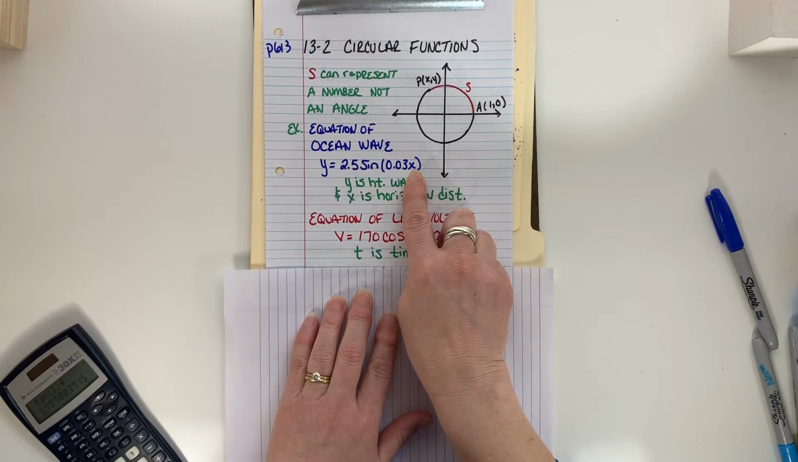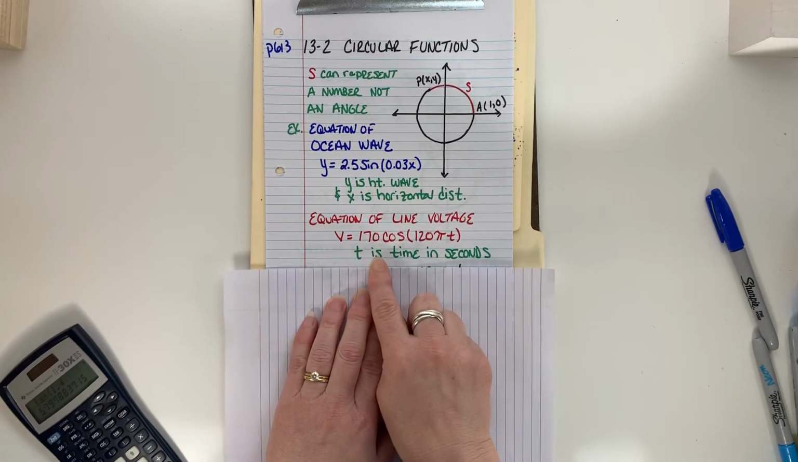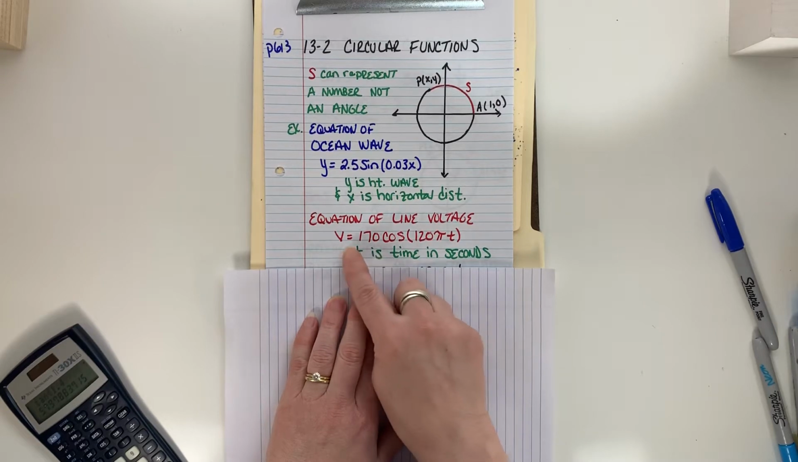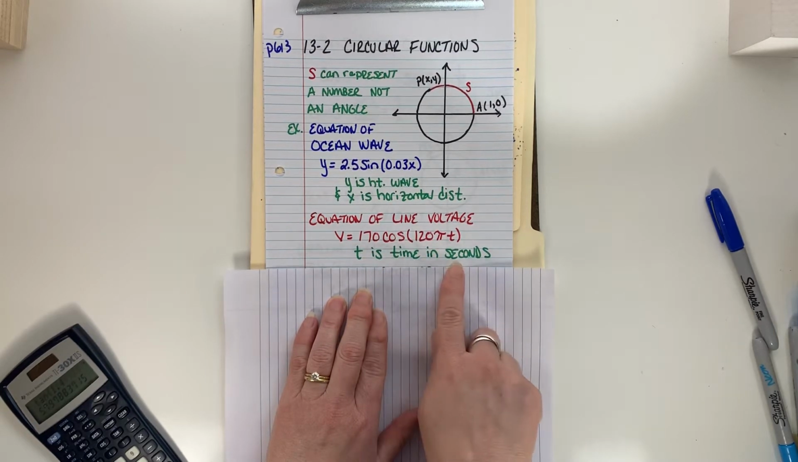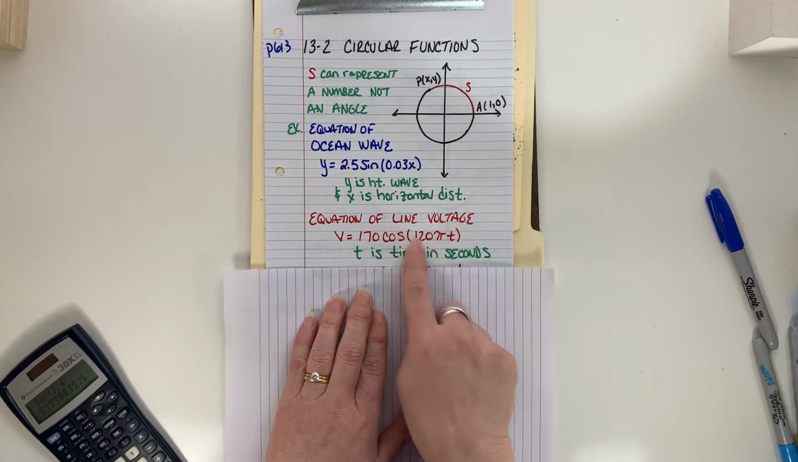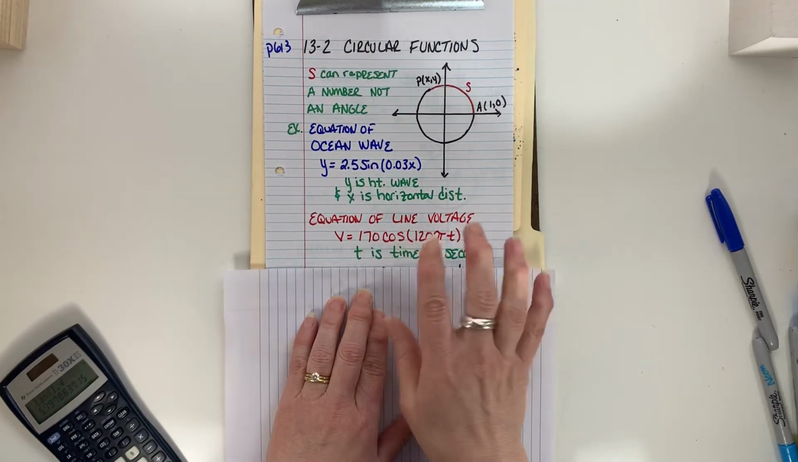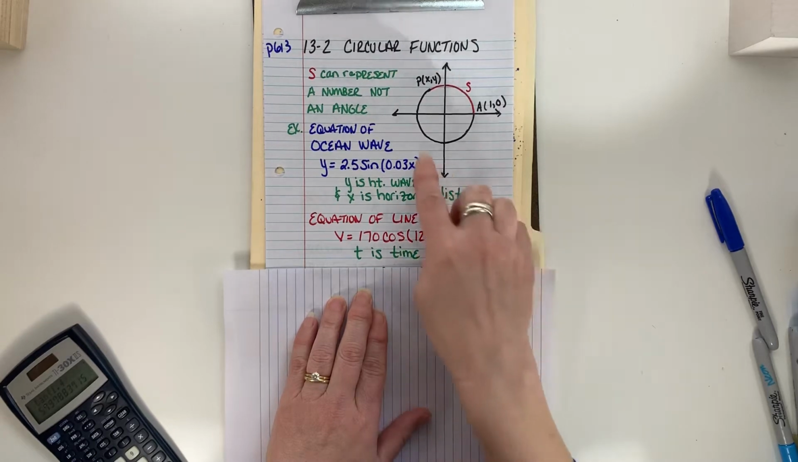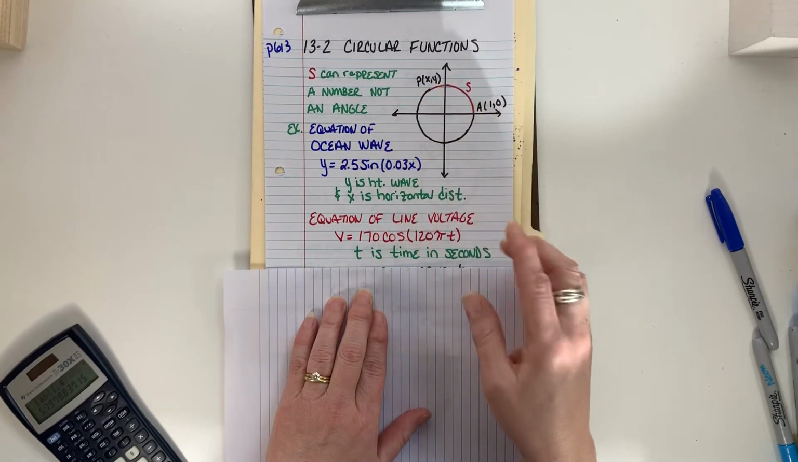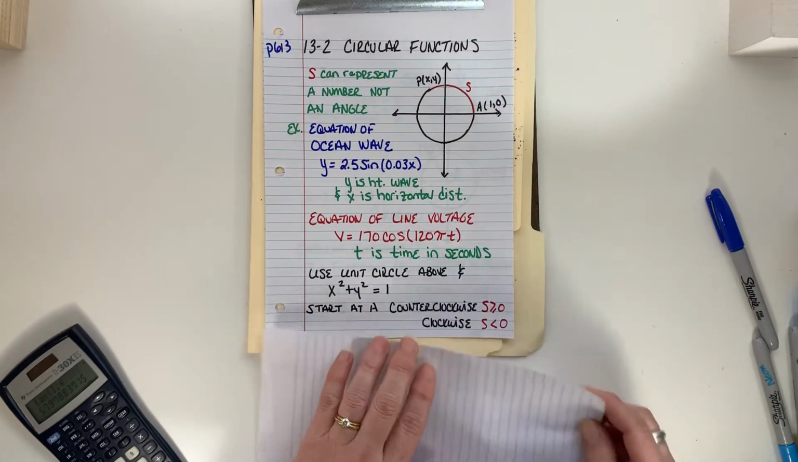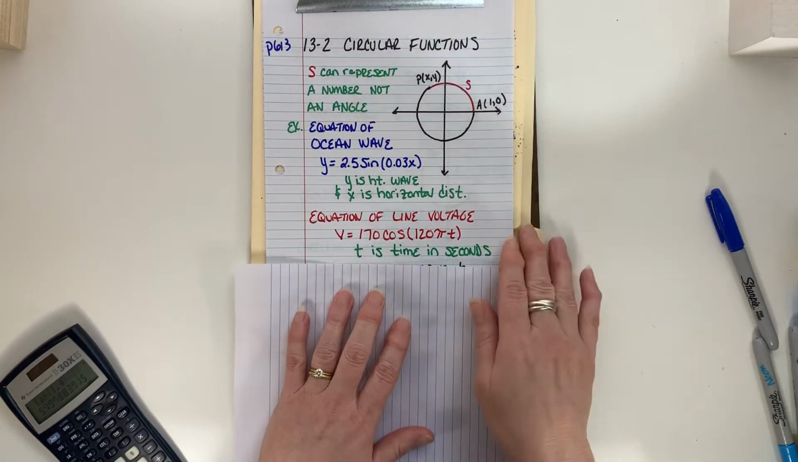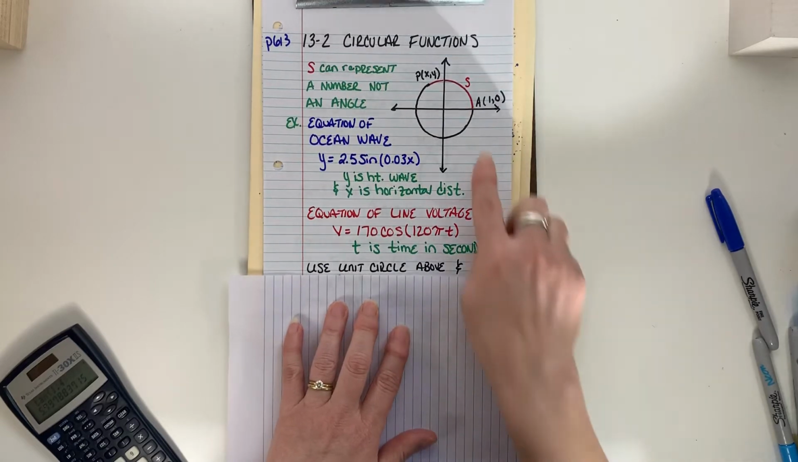There's no angle involved. If you look at the equation of line voltage, the voltage is equal to 170 cos 120 pi t, and t is time in seconds. So S is not an angle. That's what's most important, is that with these circular functions, we now don't have an angle in degrees like we did before, okay? What the math department did is they use the unit circle.